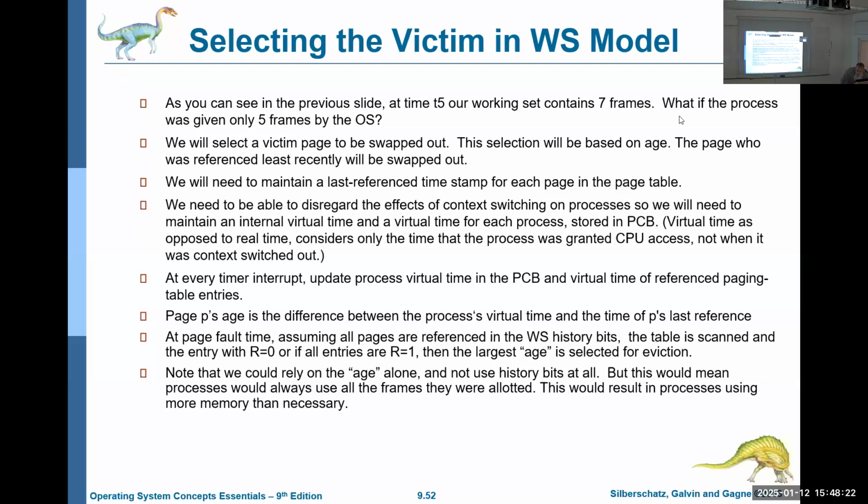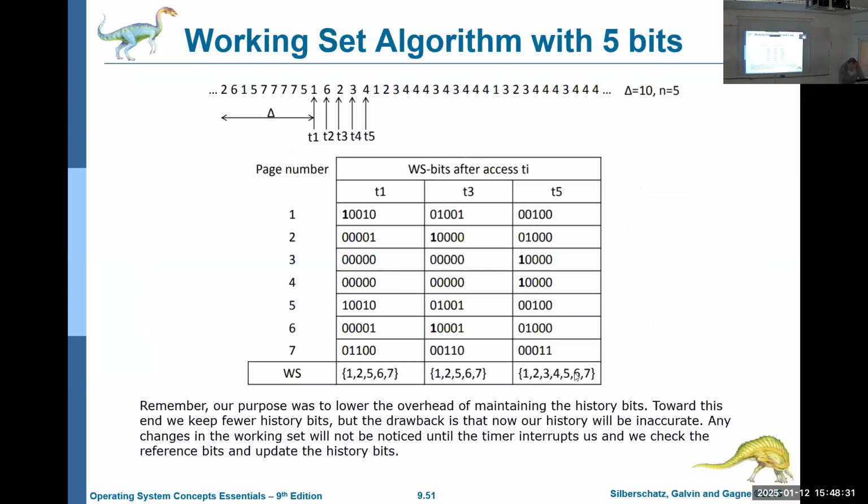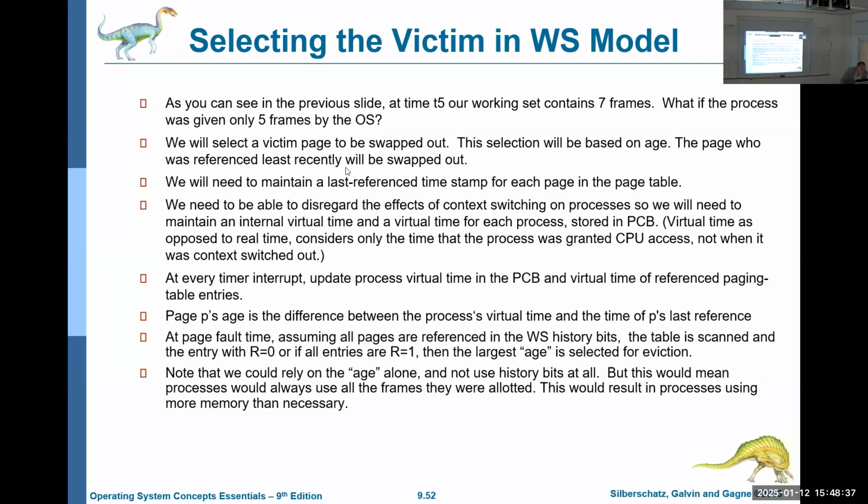What if the process was given only 5 frames by the operating system? In other words, we have 7 here, but what if we're only given 5? So we can't have that many. Which one should we choose? We will select the victim page to be swapped out. This selection will be based on age. The page that was referenced least recently will be swapped out. I don't know why I didn't write that, but it's the smallest number.